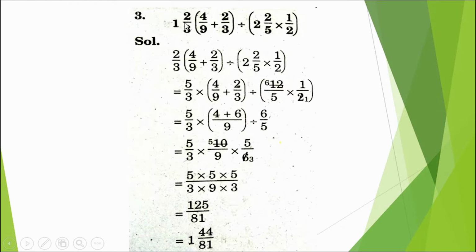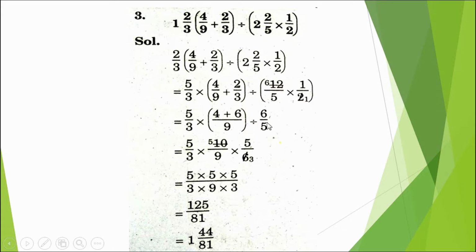Question number 3: 1 and 2 over 3 multiply round bracket 4 over 9 plus 2 over 3 dividing by 2 and 2 over 5 multiply 1 over 2. 3 1s are 3, add 2, 5 over 3. Now we take LCM of these two values, 9 and 3, answer will be 9. 9 1s are 9, 4 1s are 4, 3 3s are 9, 3 2s are 6.